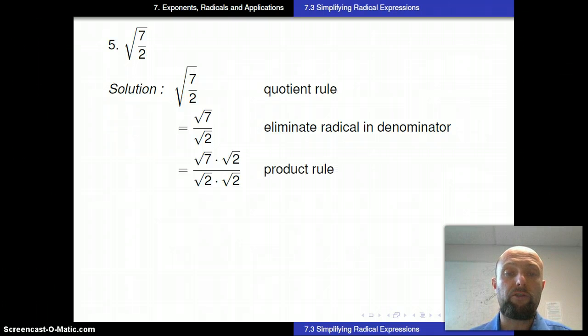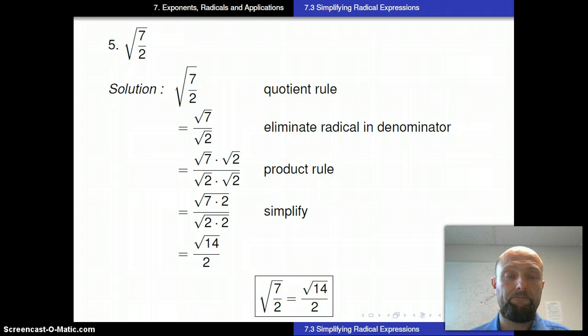Now we use the product rule. We combine square root 7 and square root 2 to become square root 14. Square root 2 times square root 2 is square root of 2 times 2, which is 4. So we simplify and we get square root of 14 over 2. And that is our final answer.